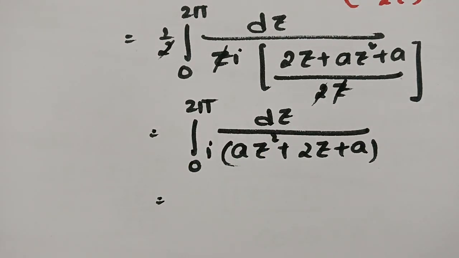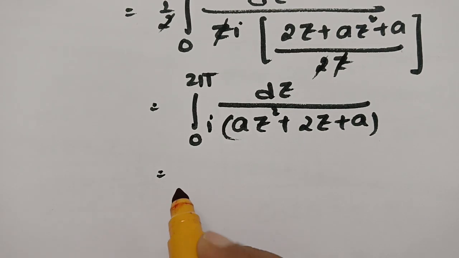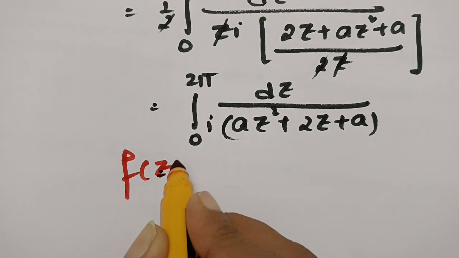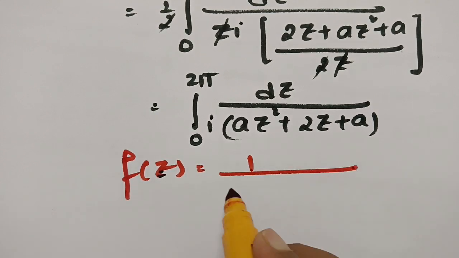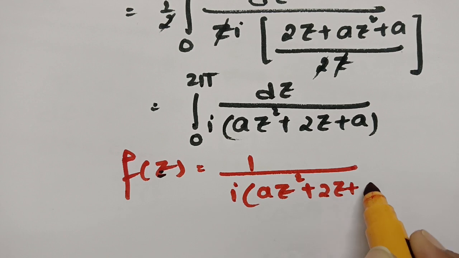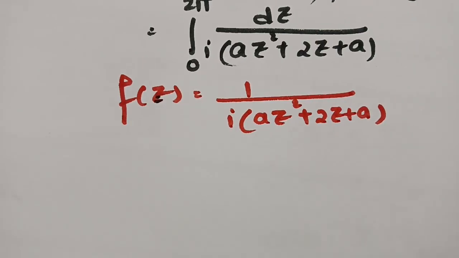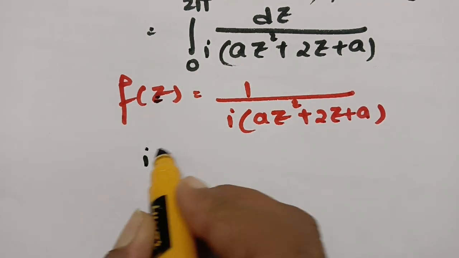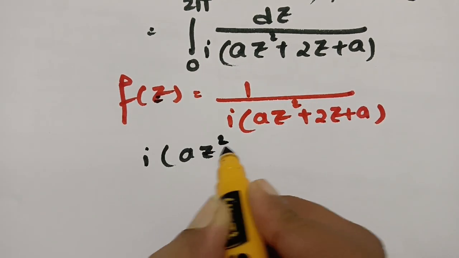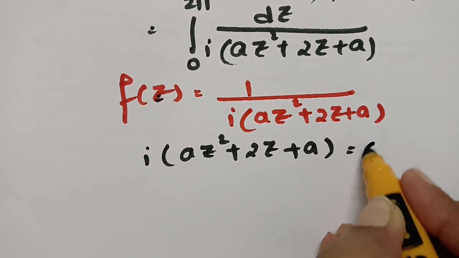So what is our f of z value? f of z from this question is nothing but 1 by i times of (a z square plus 2z plus a). Now, in order to find the poles, we have to equate this denominator to 0. So, i times of (a z square plus 2z plus a) is equal to 0.